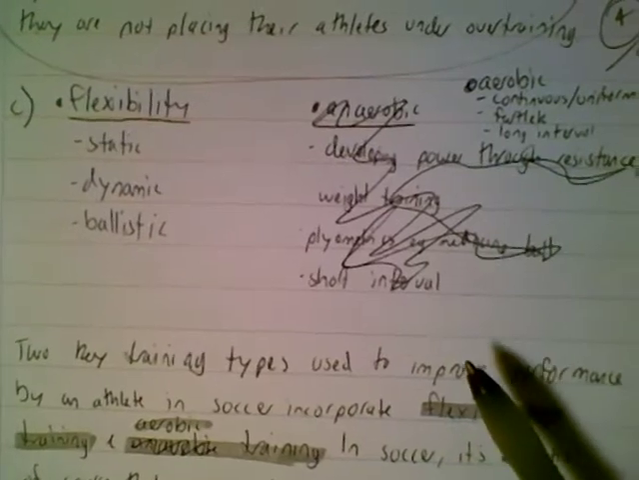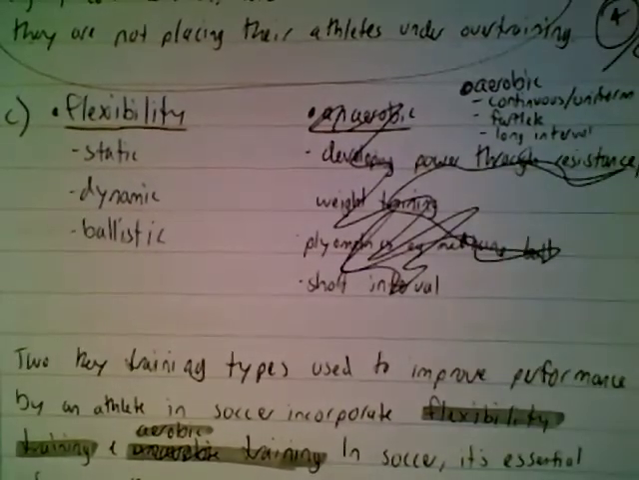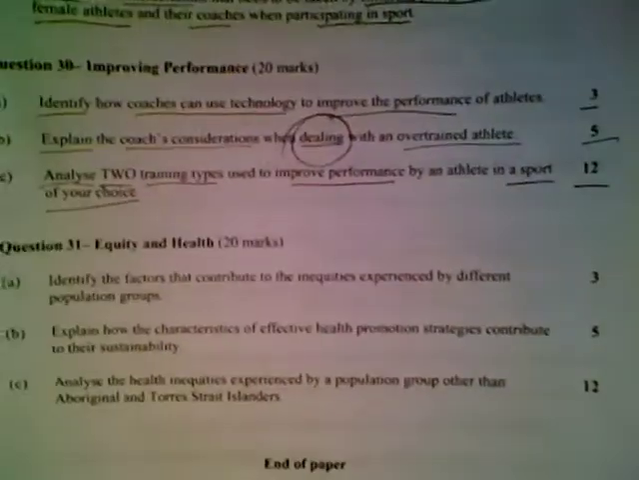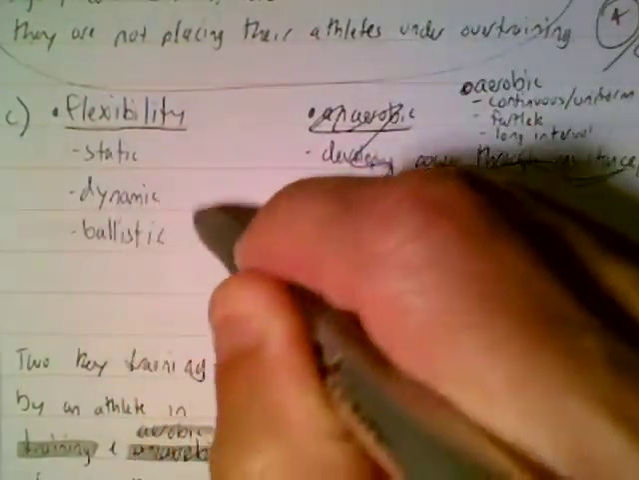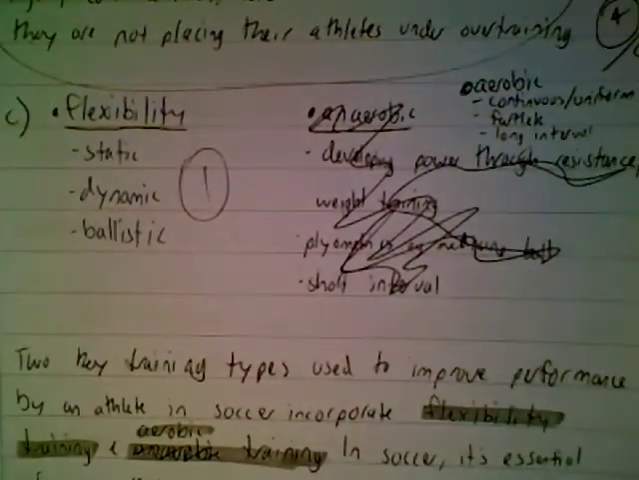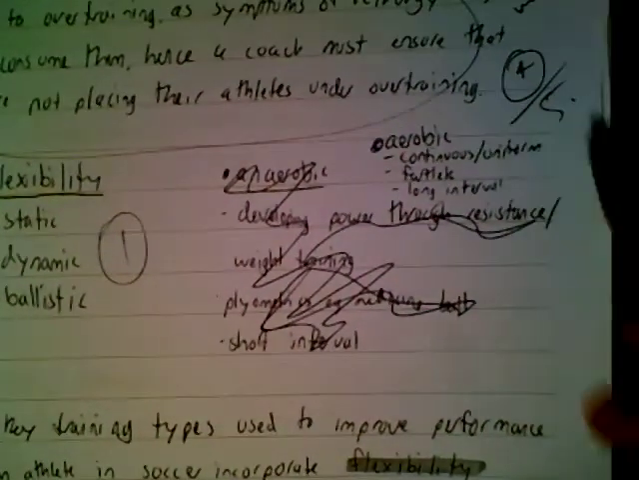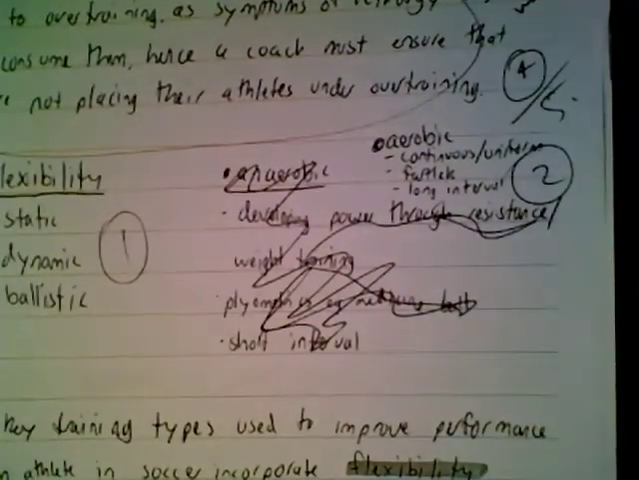We can compare that to a stronger answer. Just to go back very quickly, we have a look at what the question's asking us to do. The question asks us to analyse 2 training types used to improve performance by an athlete in a sport of your choice. If we look at the answer, the first part of the answer, 2 types of training, one being flexibility and the other one being aerobic continuous training here. There's the second one. So there's our 2 areas that we need to look at.